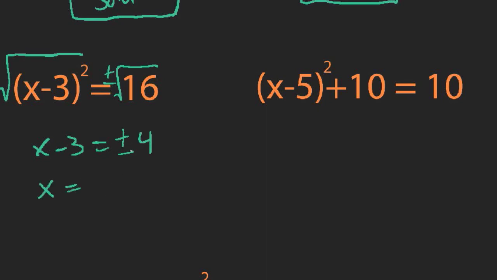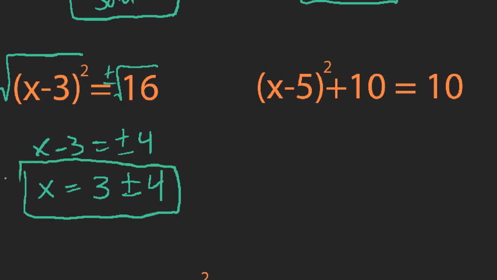And just to make it look neat, I'm going to put this positive 3 on the left of our plus or minus. You could have plus or minus 4 plus 3, but I think it looks nicer to have x equals 3 plus or minus 4. So one solution would be 3 plus 4. That would be 7. The other solution is 3 minus 4, which is -1.